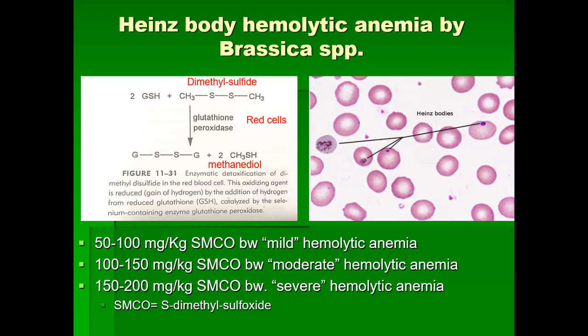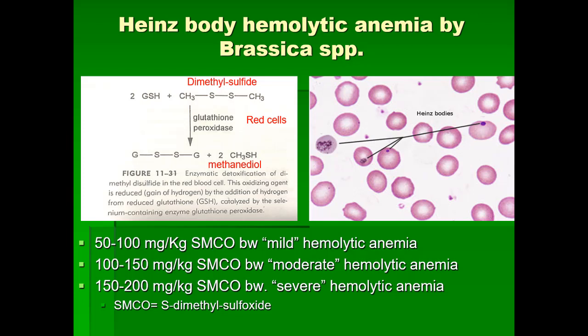On this other slide, we see what happens in the red cells. The dimethyl disulfide will be detoxified by reduction with glutathione and become converted to two molecules of methanethiol, which is non-toxic. Obviously, with too much of the toxicant, the detoxifying mechanisms in the red cell will be overwhelmed, and the hemoglobin will be oxidized and converted into Heinz bodies, which are destined for destruction.